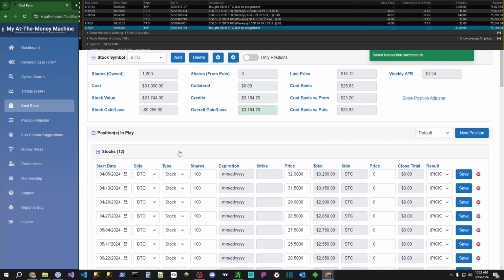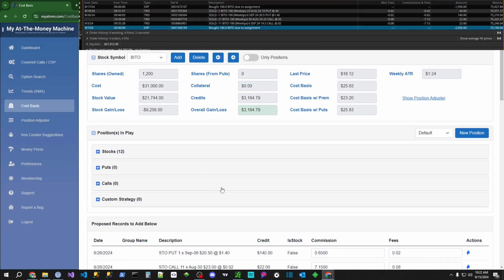Okay, so let's go and review our overall position up to date of where we're currently at with BITO. So we own 1,200 shares. The total cost to get into this was $31,000. The current stock value is $21,744 based off the last trading price, and we have an unrealized loss of $92.56. Over the course of this entire time we've been trading it, we've collected about $3,200 in premium.